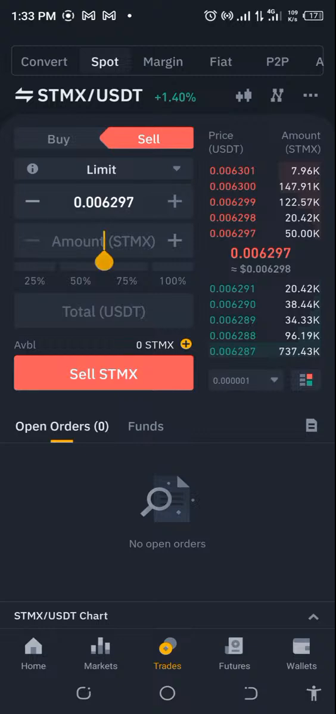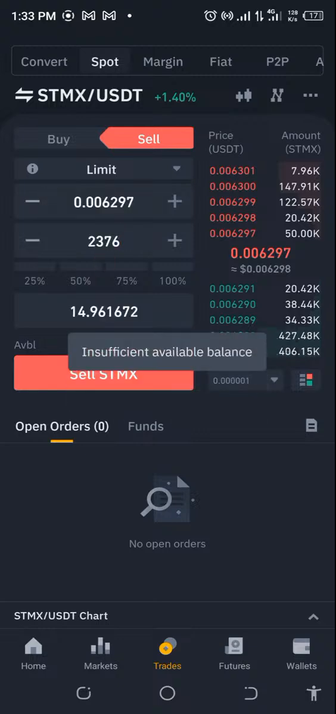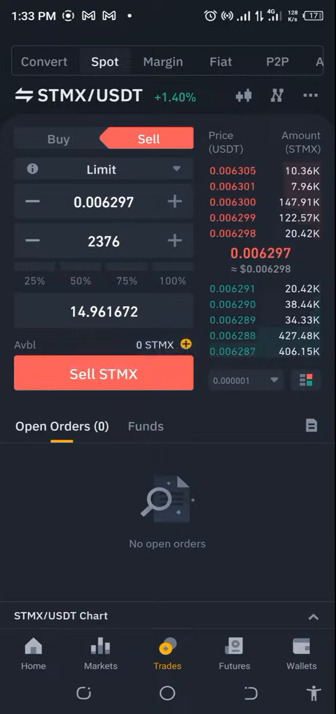Okay, so let me put that in there and sell to USDT. You can see what we have here is 14.96. Take note of this very, very well. What we have here is 14.96, but now I'm not doing this. I want to go with one of the prices in the order book, the next price.